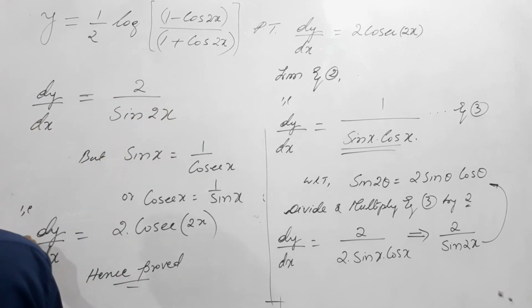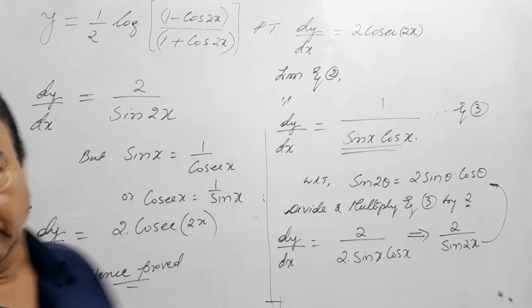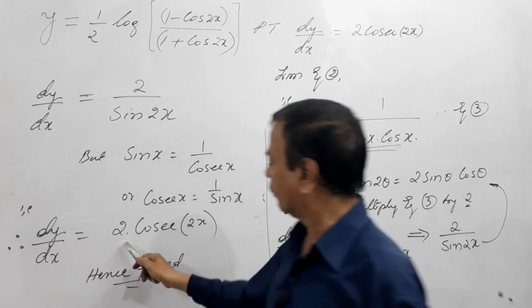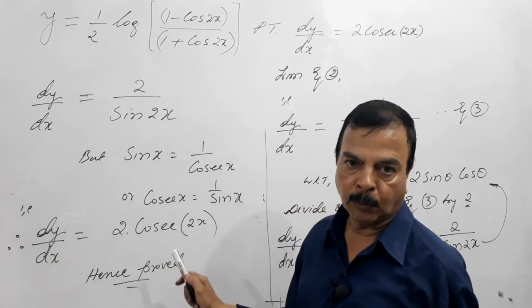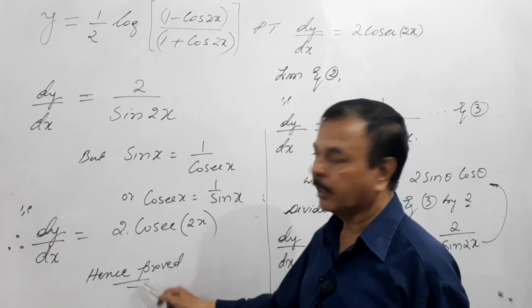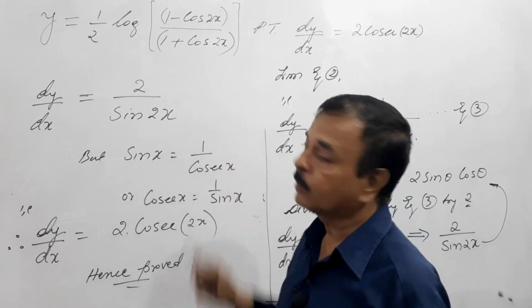Therefore dy by dx is 2 cosecant of 2x, hence proved. So the solution is very easy.